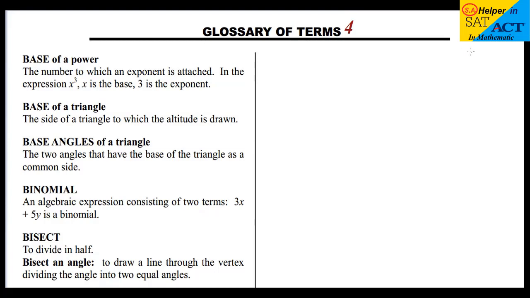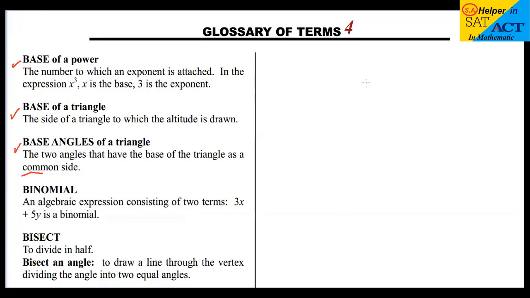Glossary of Terms. أول ترم معانا النهاردة Base of Power، وطبعا زي ما انتم شايفين متكرر معانا Base of Power، Base of a Triangle، Base Angles of a Triangle. في common بينهم كلمة Base، بس هنبدأ Base of Power means the number which has an exponent attached.